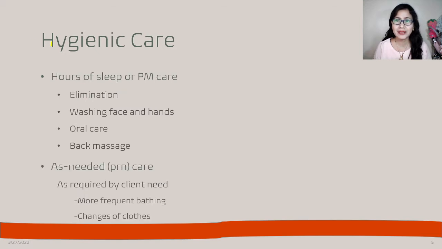We also have another type of hygienic care. This is hours of sleep or PM care. It includes elimination, washing face and hands, oral care, and back massage. Hygienic care is also done as needed, or PRN care, which is required by the client's need, such as more frequent bathing or changing of clothes.